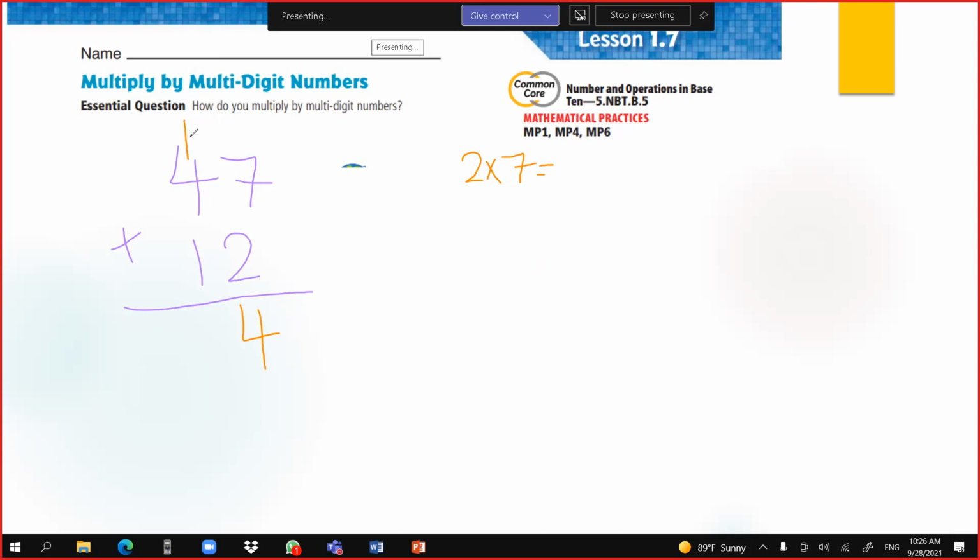9. So the first step, you multiply 2 by 7, and then 2 by 4. 2 times 7 is 14, 1 up and 4 down. 2 times 4 is 8, plus 1 is 9.